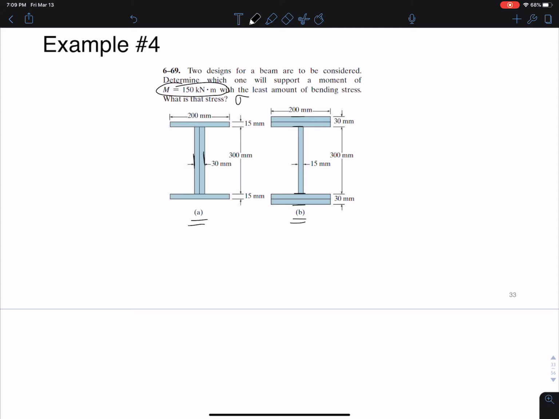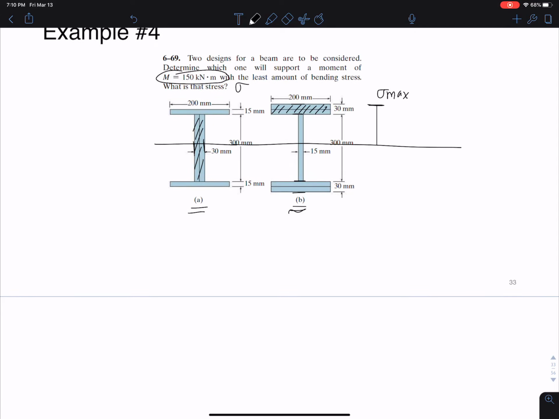So we know the max bending stress occurs at the point farthest from the neutral axis. And what is the point farthest from the neutral axis? It's up here. So if I have sigma max here, it might be a better idea to double up the area here as opposed to double up the area here. Okay, so let's see if that's correct. I'm guessing B, right?